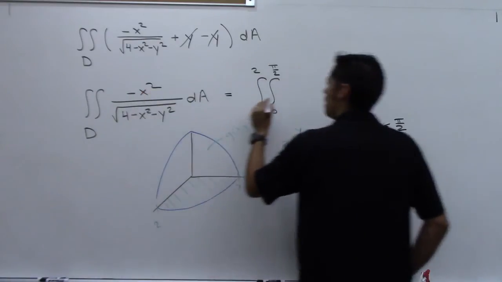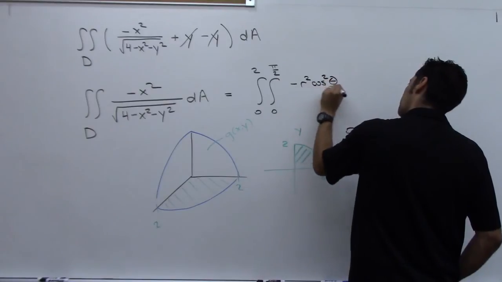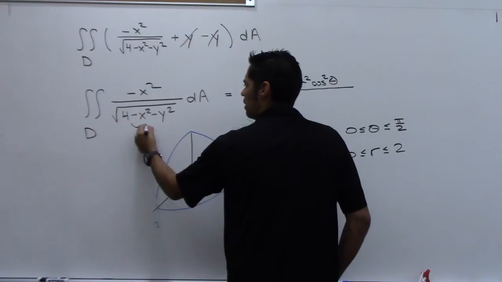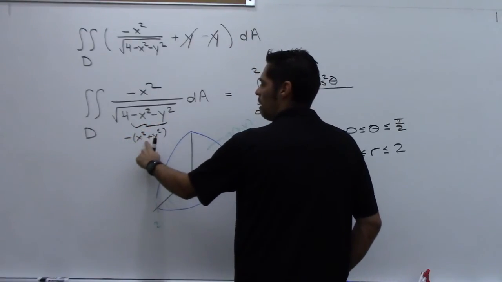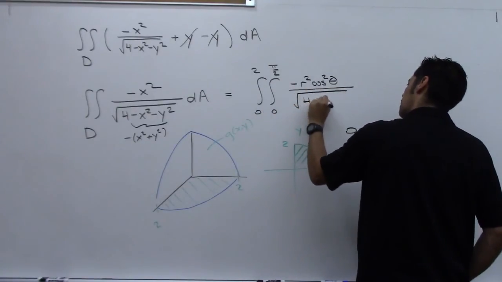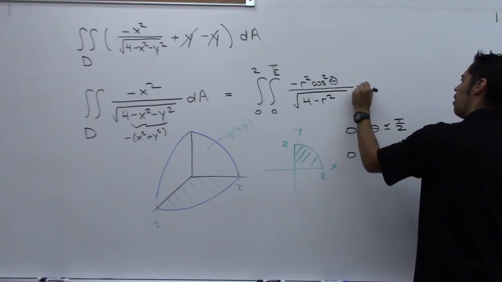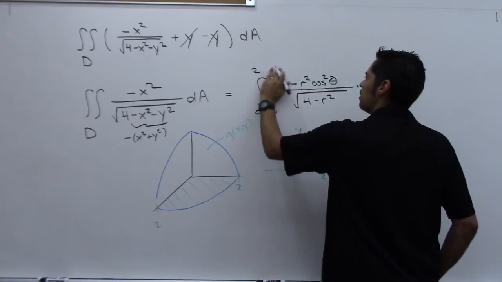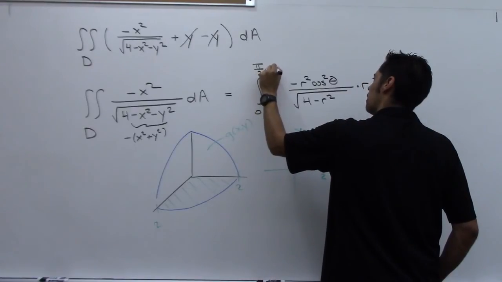Negative x squared is going to be negative r squared cosine squared theta over, and then here, remember this, I can look at that as being negative x squared plus y squared. x squared plus y squared is r squared. So we get square root of 4 minus r squared. And then don't forget that we also get an r and then dr d theta. What I'll do is I'll switch these. So pi over 2 here and 2.